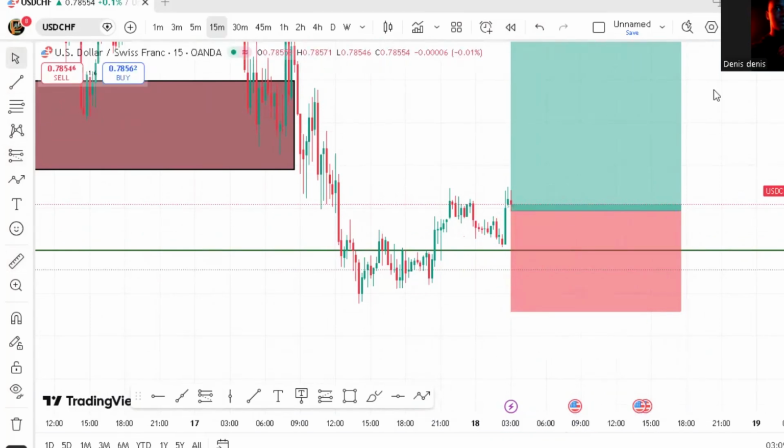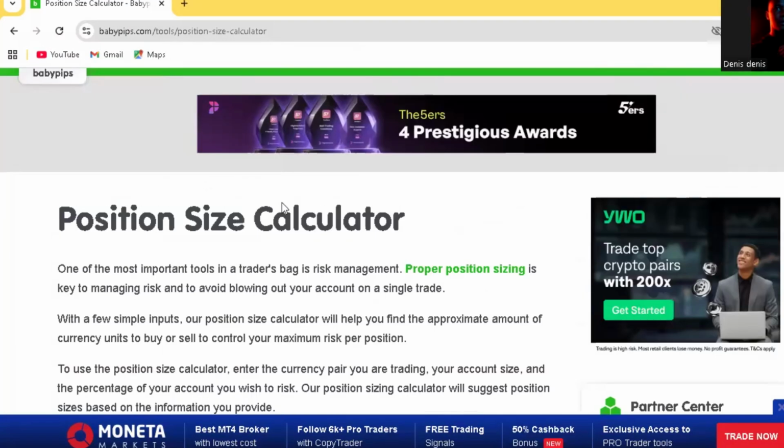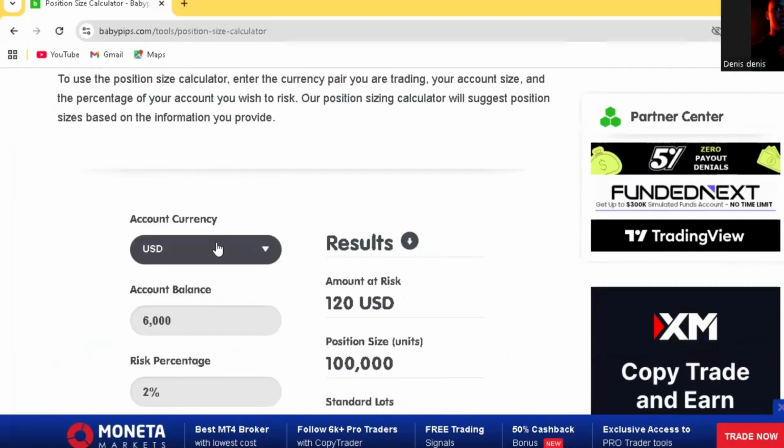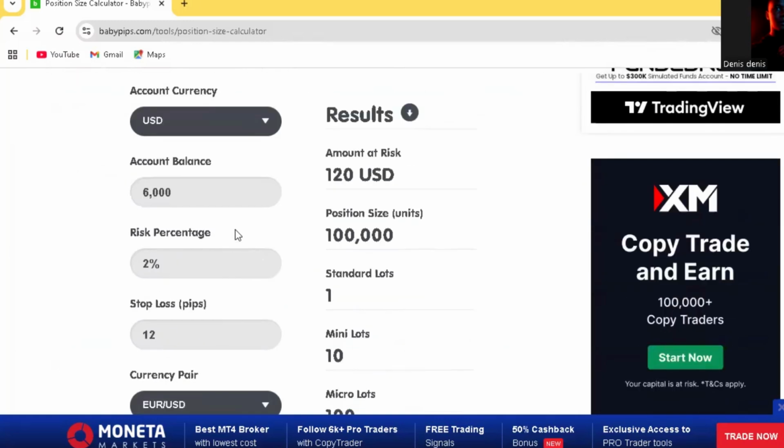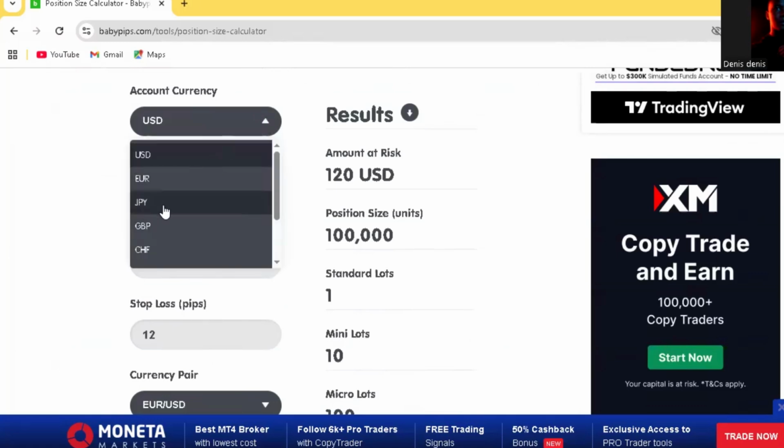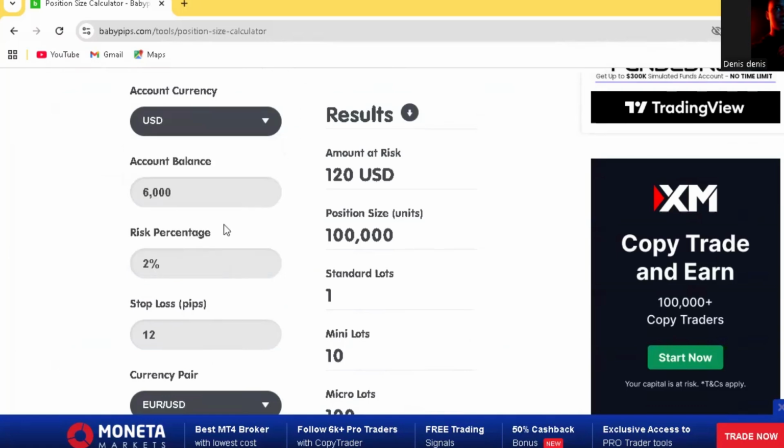Then after that, I am going to go to my position sizing, and then I check which one is. For example, now I have this one on Baby Pips. So you just go to www.babypips.com, and then when you reach Baby Pips, there is this risk calculator. Now, on the risk calculator, first of all, which currency are you trading in? Or I mean, your capital. Are you having it in dollars, in euros, in yen, or in pounds? So I am going to take USD. Of course, that's what I'm trading in.